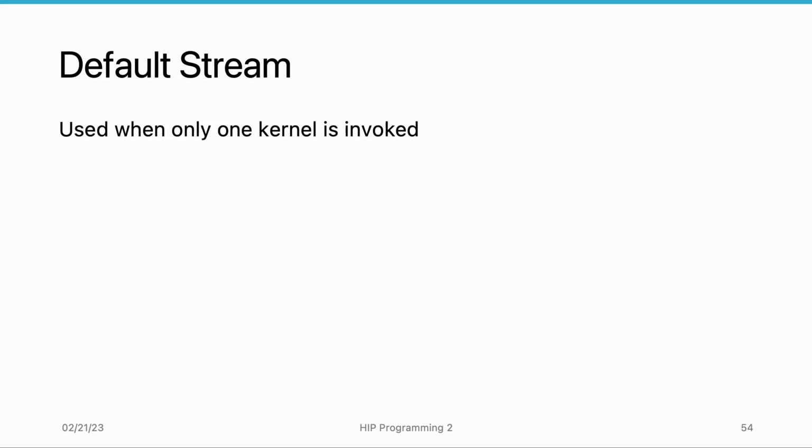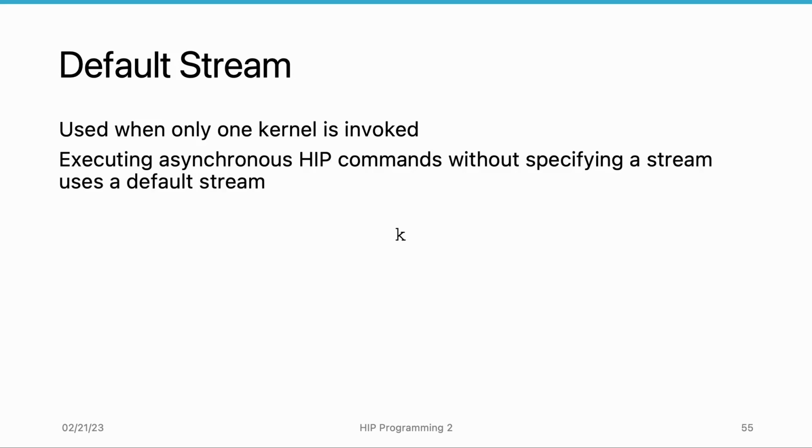However, when a stream is not specified in a heap program, it uses a default stream for kernel execution. So the default stream is used when only one kernel is invoked. And when we execute asynchronous heap commands without specifying a stream, the runtime uses the default stream.